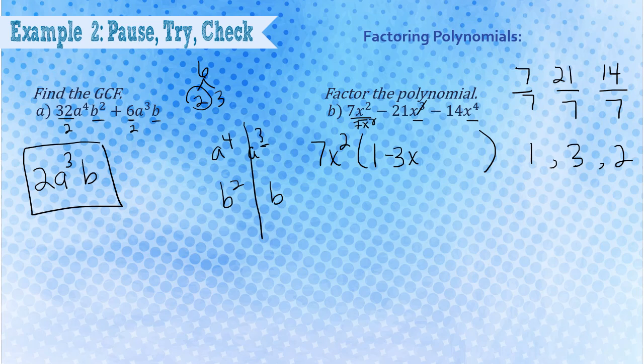And then lastly, I've got this x to the 4th. I took away 2 of them, so there are 2 left. When we divided 14 by 7, that gave me 2, so 2x squared.